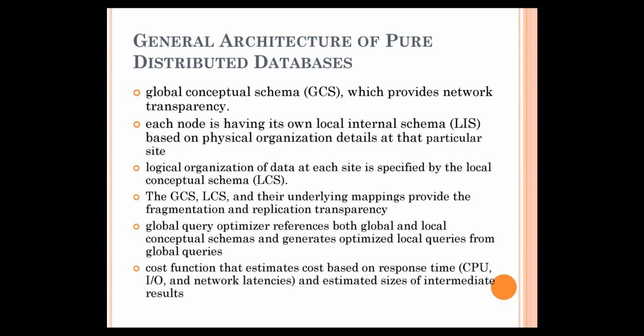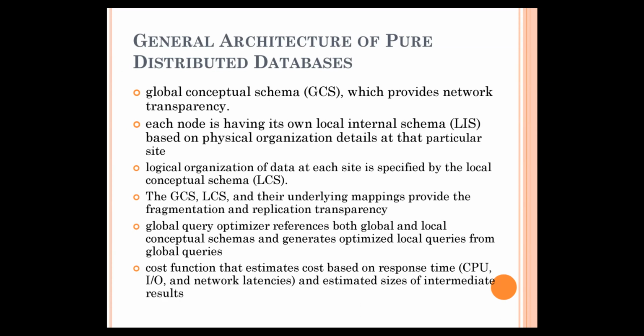In the general architecture of a purely distributed system, each and every site is available to all other sites. There is no restriction. All have equal rights. In that case, we use the global conceptual schema, GCS, which provides network transparency. So there are no hidden concepts. All have equal rights, all can share the data, and everything is visible to all other sites.